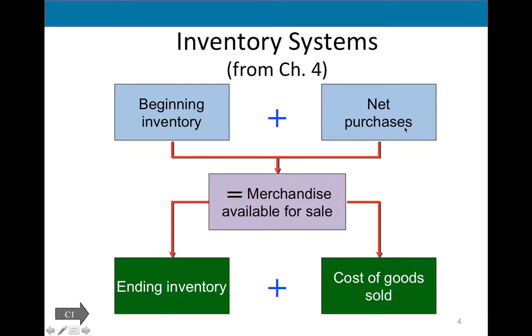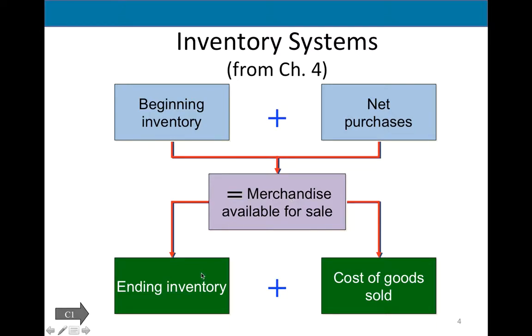We start making purchases in chapter 4. We talked about purchases, and then we call it net purchases because sometimes we have to add freight in and subtract purchase returns, allowances, and purchase discounts. Together, the beginning inventory and net purchases are called MAS, or merchandise available for sale. Everything I have to sell. Sometimes it's called goods available for sale, GAS.